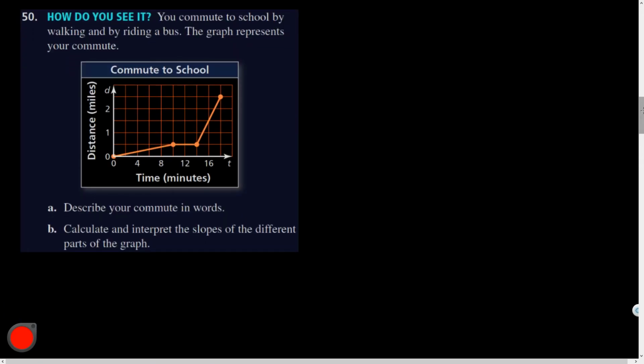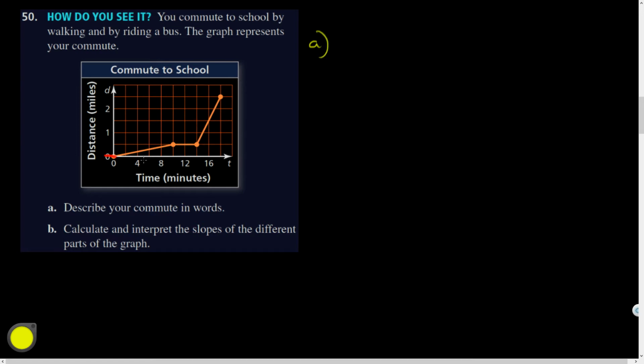Oh, you guys are good at this. Look at this one. We've done some of these on Desmos. Problem 50 says you commute to school by walking and by riding a bus. The graph represents your commute. So notice this is distance in miles compared to time. We're going to school. So where did I start if I'm going at 0? My distance is from where? From home, right, because I'm going to school. Since that distance seems to be increasing, I must be walking away from home towards the school. It says describe your commute in words.